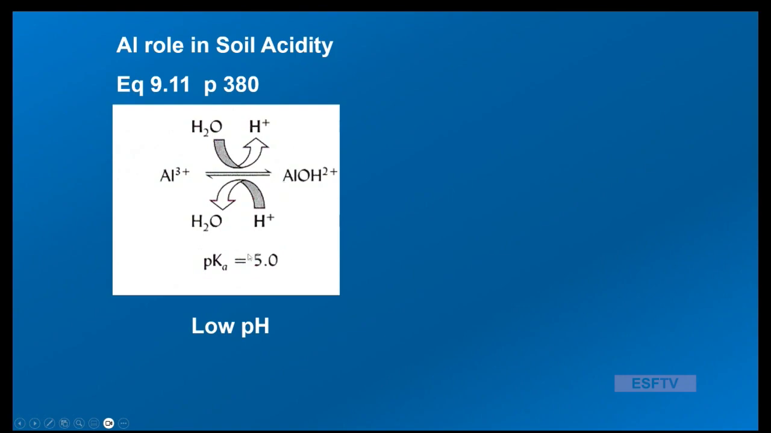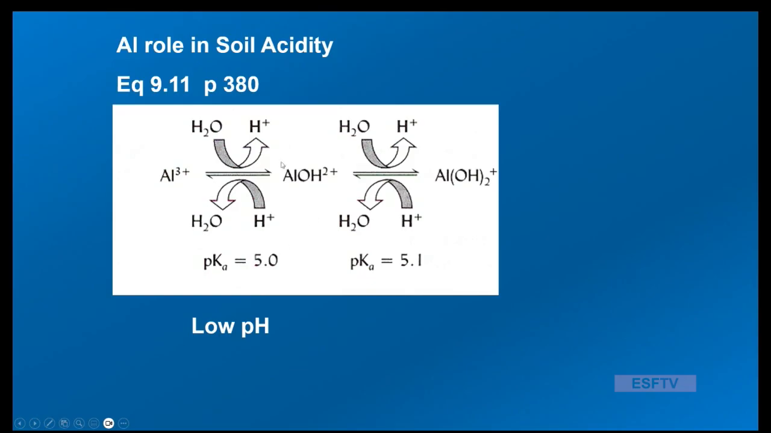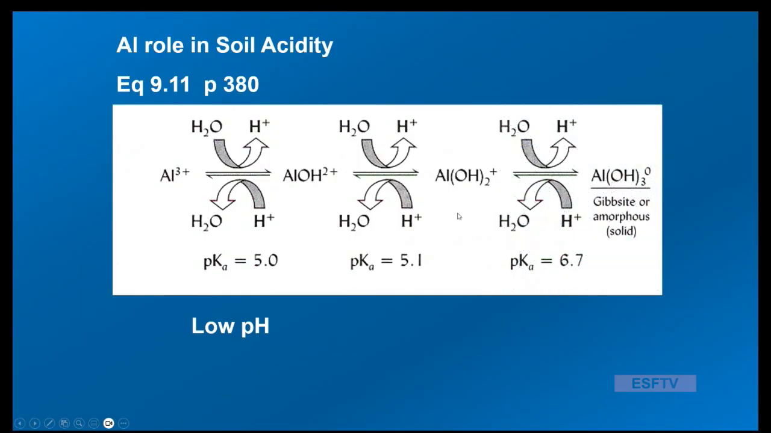The pKa of this is around 5. So that AlOH +2 also contributes hydrogen. When it hits water again, it splits, hydrolyzes water. Now we get Al(OH)2, +1. Okay? So we've generated another H+. We continue going, and we have AlOH2+. Okay? It generates an H+. At this point, we're getting toward neutrality, and gibbsite precipitates out. And then aluminum is pretty much done contributing to acidity when you get to neutral.